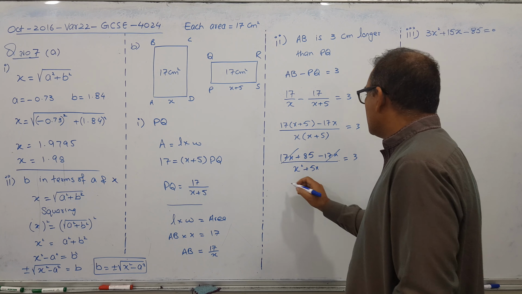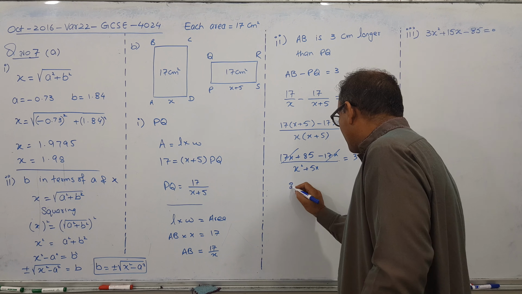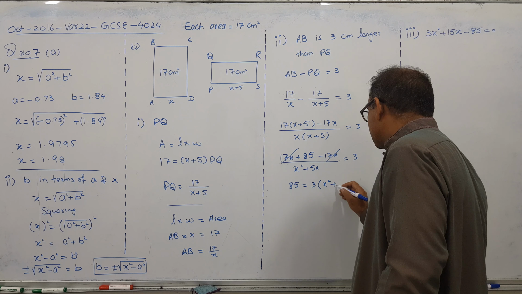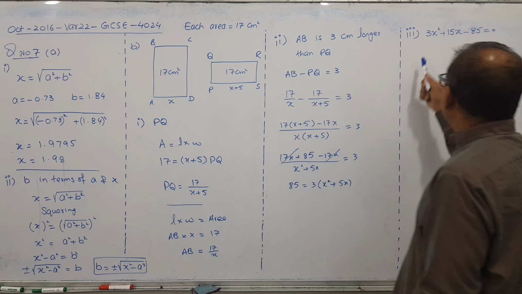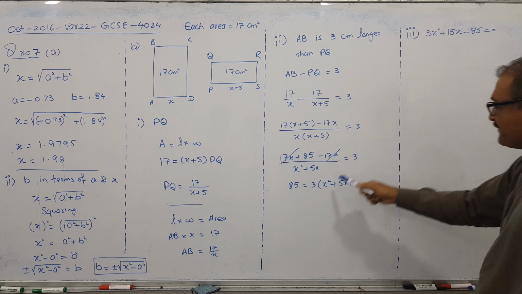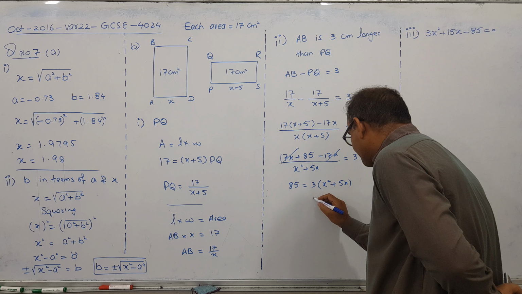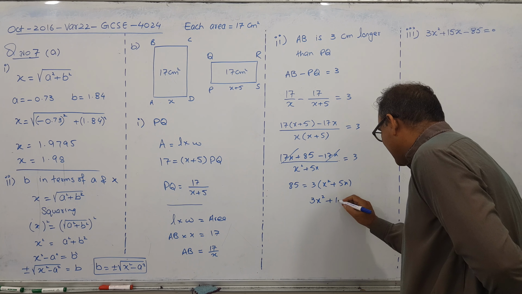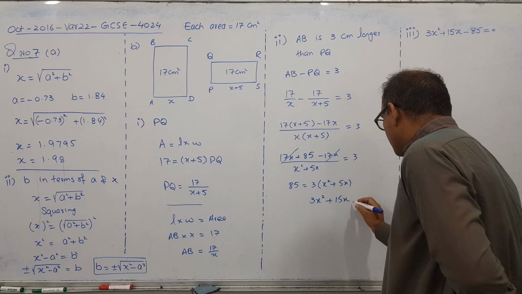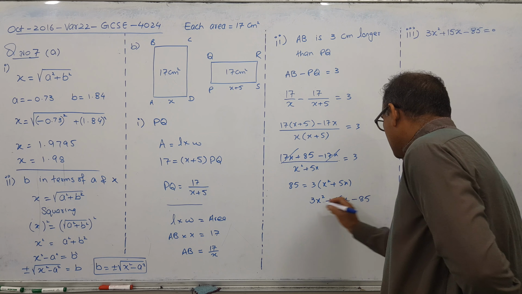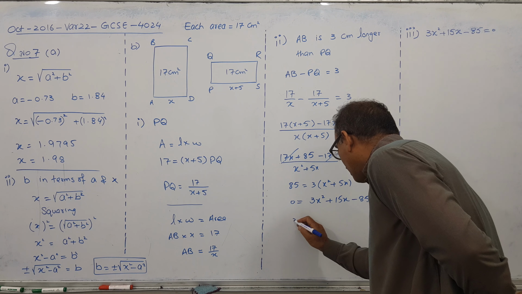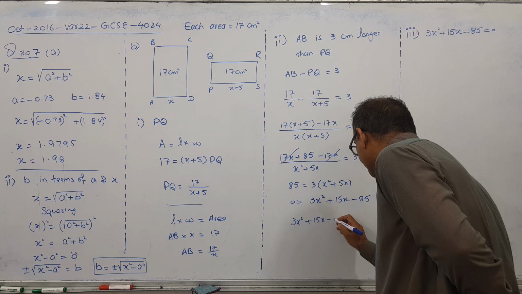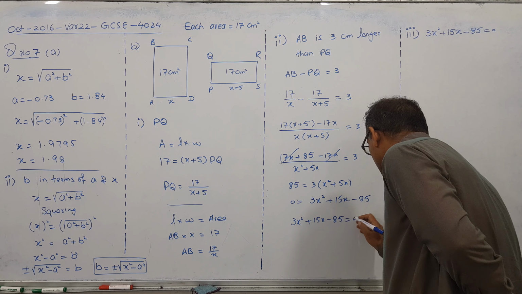This cancels, and I just multiply: 85 equals 3 times x squared plus 5x. My target is to prove this, so 3 is there, so 3 will multiply inside. 3x squared, 3 fives are 15x, and this number comes on this side, equal to 0 here, or on the other side, no issue. Both have the same thing. So proved.